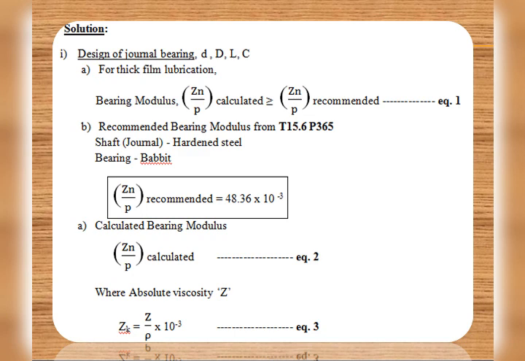Now we'll try to get the value of the recommended bearing modulus, that is from table 15.6, page 365, for shaft journal hardened steel and bearing Babbitt. Please refer to that table. You get the recommended value ZN by P, that is 48.36 into 10 to the minus 3. This value we are supposed to consider. So in equation 1 the RHS value we got.